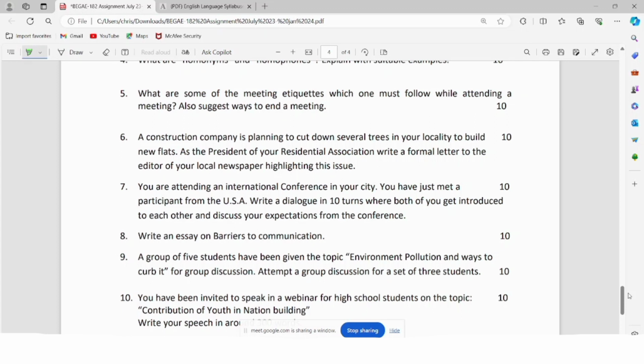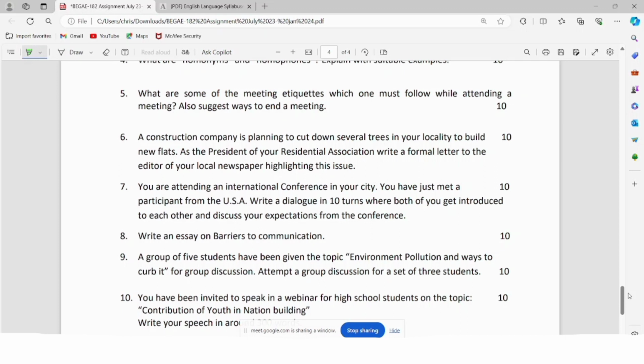Moving on to question number 8. Write an essay on barriers to communication. Wow, it's a very straight question. Normally this is an expected essay question even for your examination. So this falls under Block 1, Unit 3, Section 3.5, that is page number 50 to 55. Make sure that you read and condense the answer, because you just have to write for 10 marks.